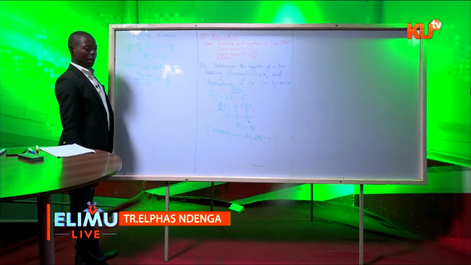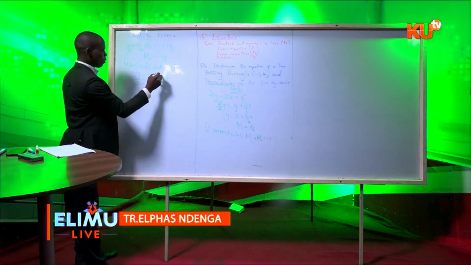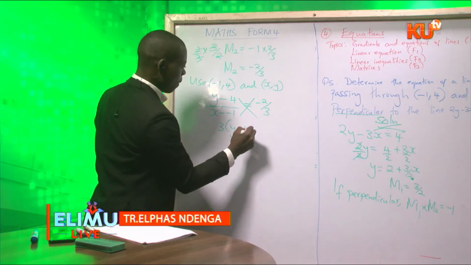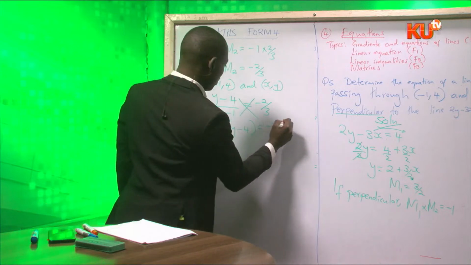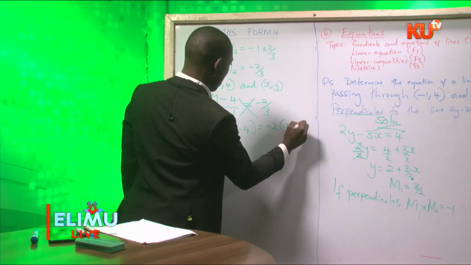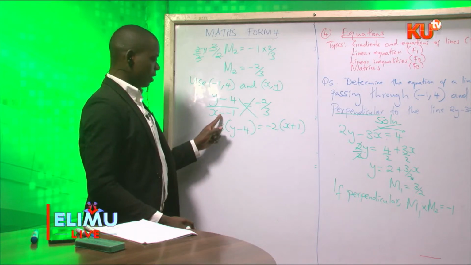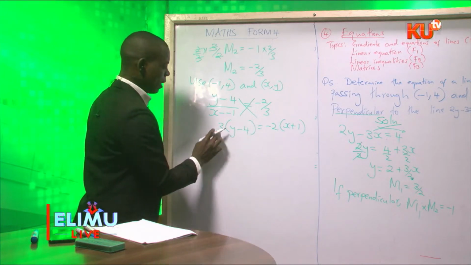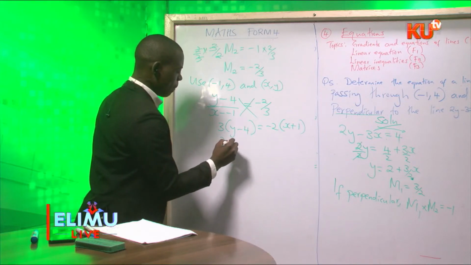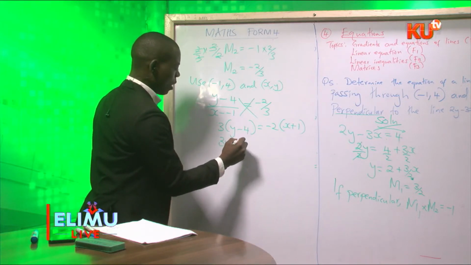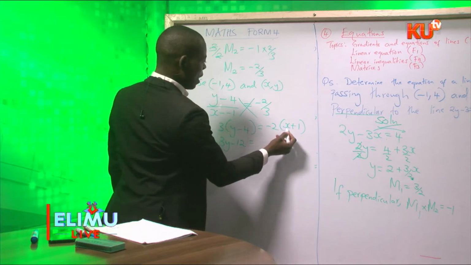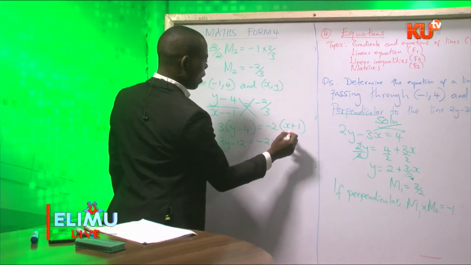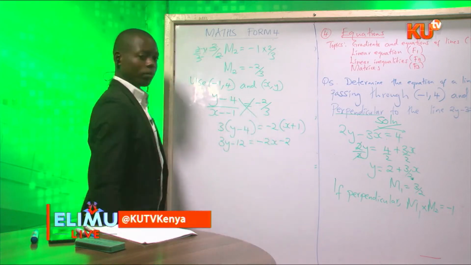Then what's the next step? We cross multiply. This is 3 into y minus 4 equal to negative 2 into x plus 1. Why is it plus? It's negative, negative. That is plus. Then we expand this to have 3y minus 3 by 4 is 12. Negative 2 by x, negative 2x. Negative 2 by 1, negative 2.